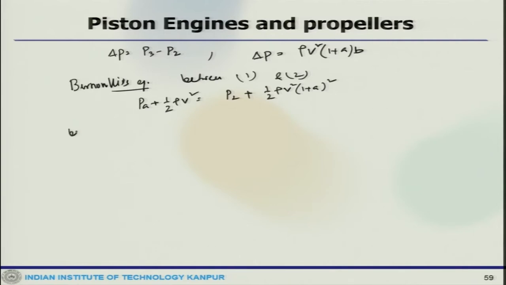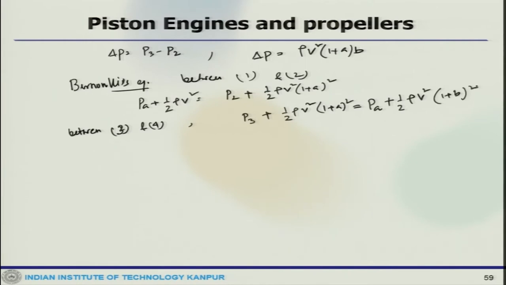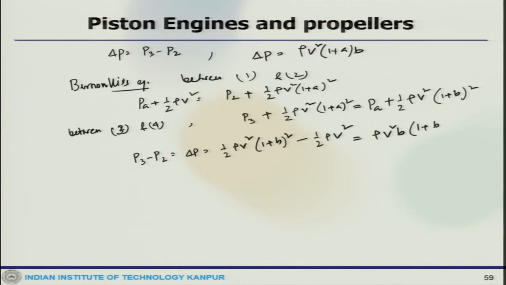Now similarly we apply Bernoulli's equation between 3 and 4, that gives me P3 plus half rho V square (1 plus a) square equals P_infinity plus half rho V square (1 plus b) square. So what we get, P3 minus P2 equals delta P equals half rho V square (1 plus b) square minus half rho V square, which is rho V square b (1 plus b by 2). So that is what you get as delta P.